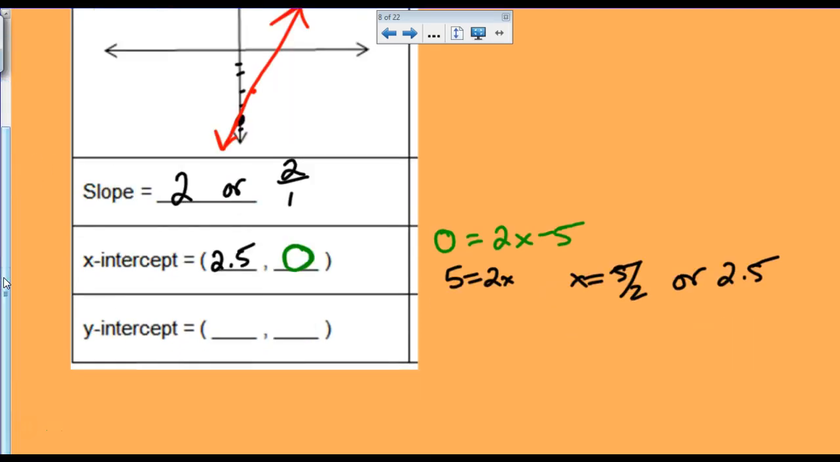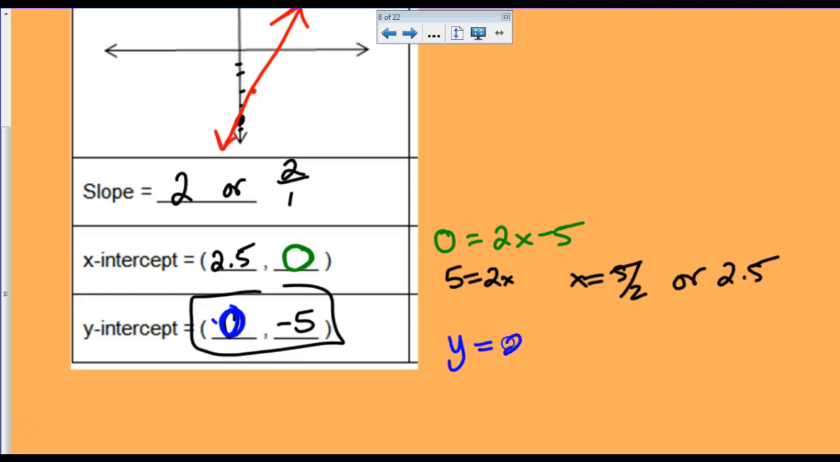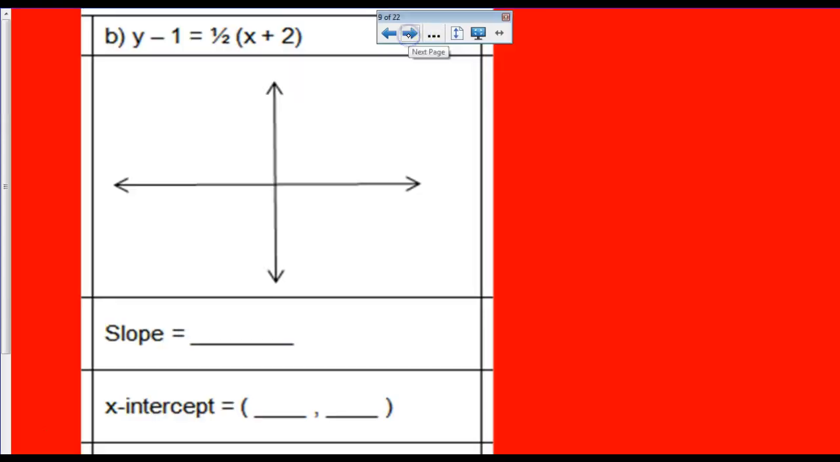And the y-intercept was really obvious because it was in that form. The y-intercept is at 0, -5. You could have gone back and plugged in a 0 for the x, and said y equals 2 times 0 minus 5, and guess what you get, guys? You get y equals -5. So up to you. I just need the answers.